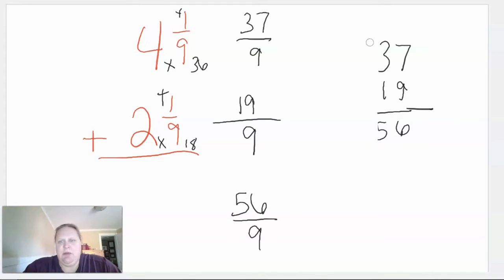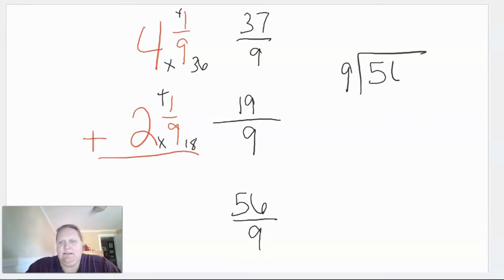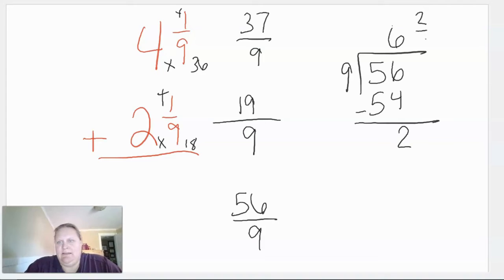Now we're not going to keep improper fractions. So because we're not keeping improper fractions, we now have to convert it to a mixed number. So 56 divided by 9 is 6. 9 times 6 is 54, leaving 2, so 2/9. And so there's our answer.